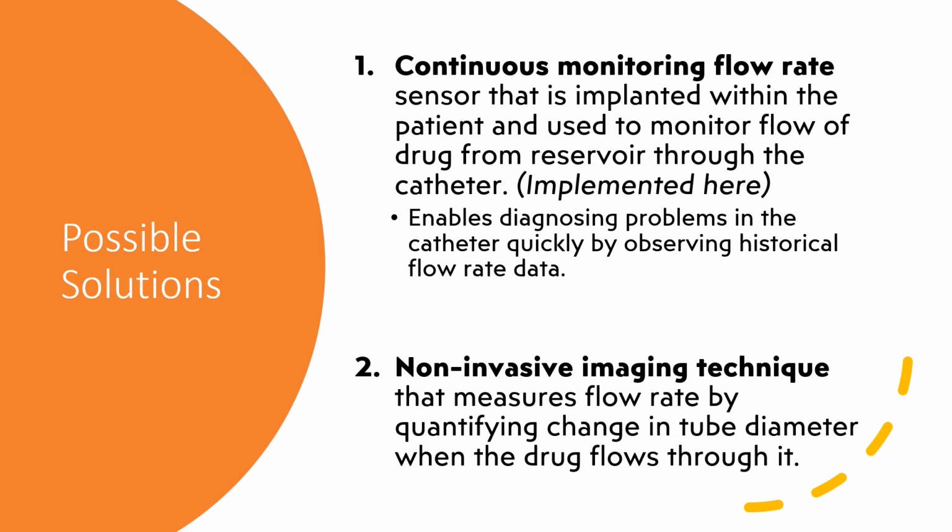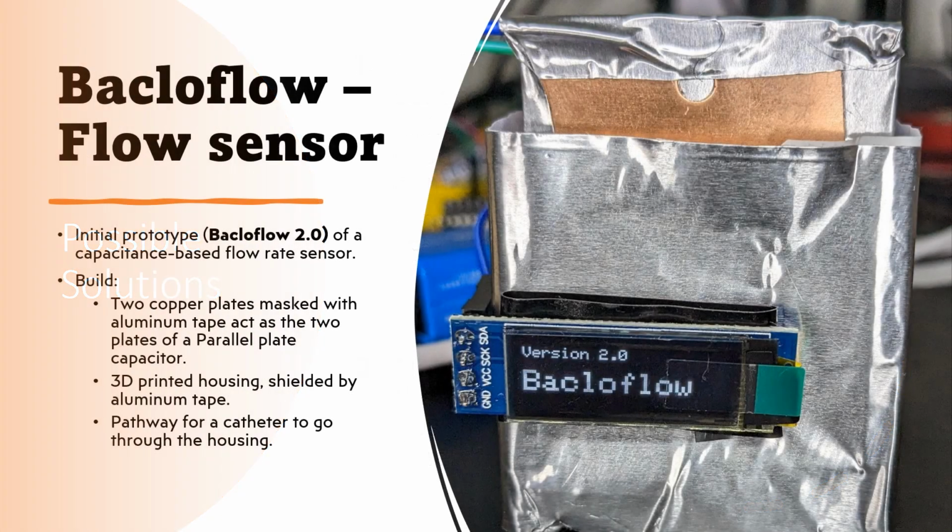Another method is non-invasive imaging techniques. This won't be a continuous monitoring method. This will be more of a low-cost imaging method that will be able to determine flow through the catheter based on expansion of the tube whenever the liquid passes through it. But for now, I've implemented the continuous flow rate monitoring device that's based on capacitance. I've named this device Bacloflow because it's implemented for a baclofen pump. This is the second prototype, so it's version 2.0.